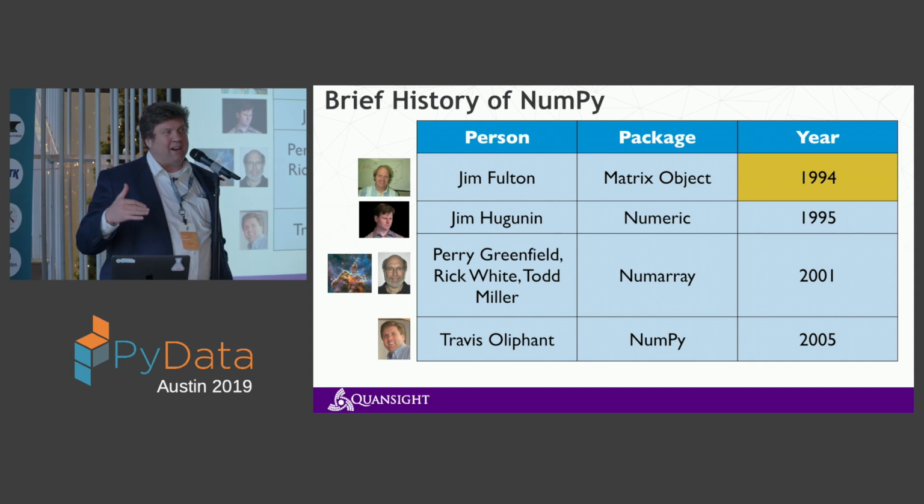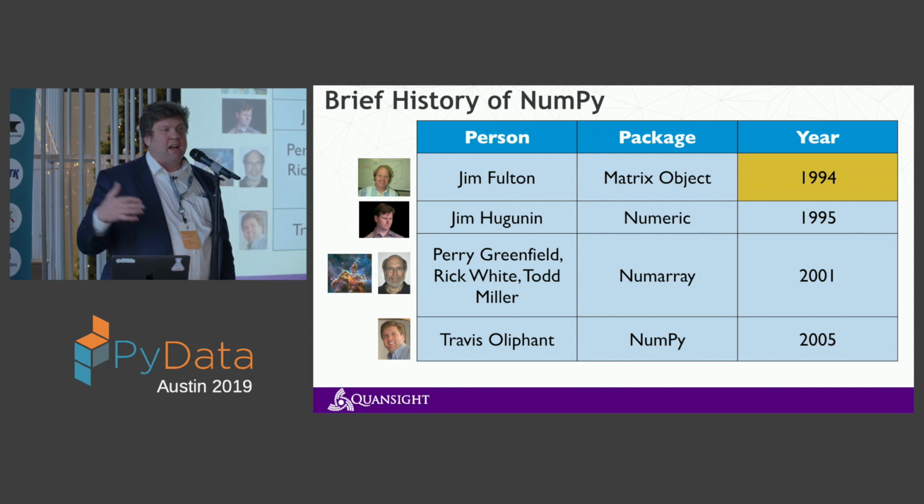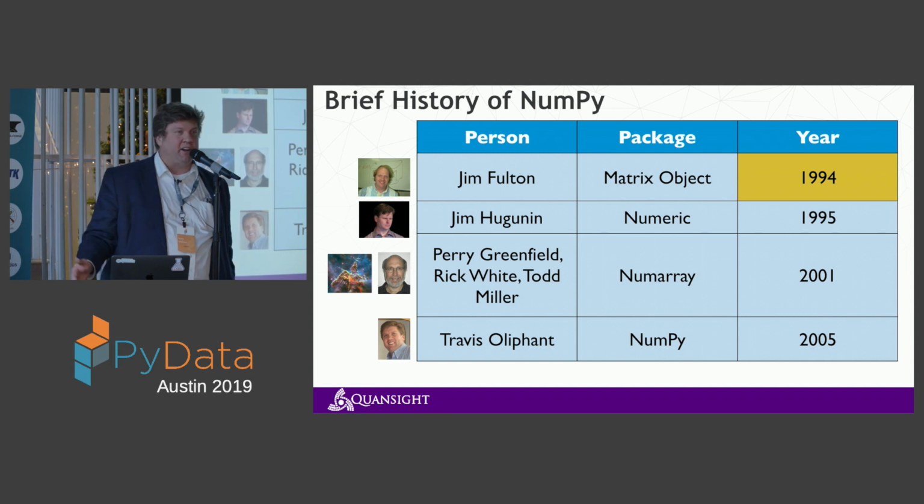But Numeric didn't quite do some things that the Hubble Space Telescope needed, as they were going to depend on Python for their image processing. So they worked on something called NumArray. Early on, I enjoyed talking to Perry and Rick about that. But the challenge was that it started to split the community.